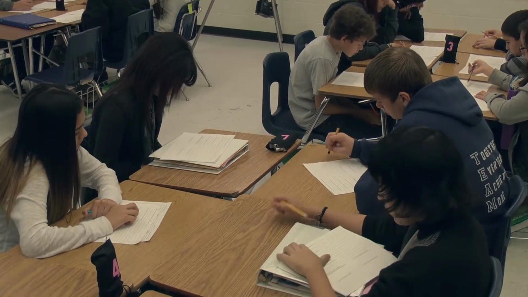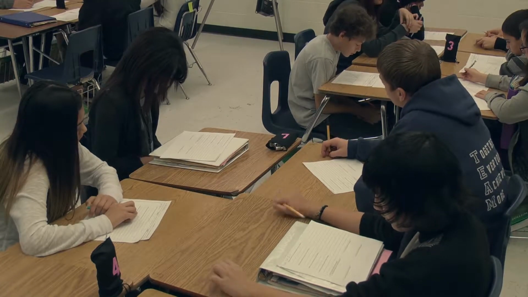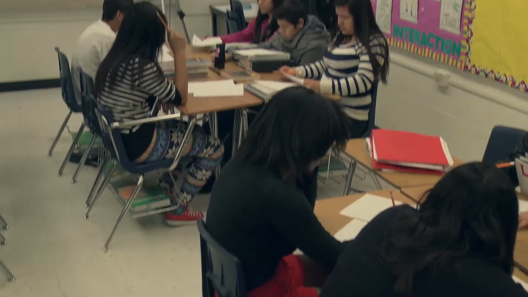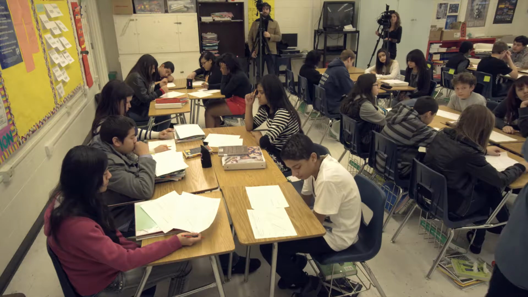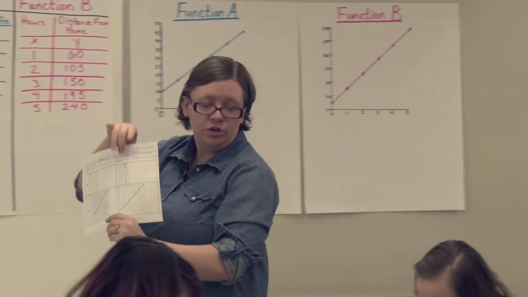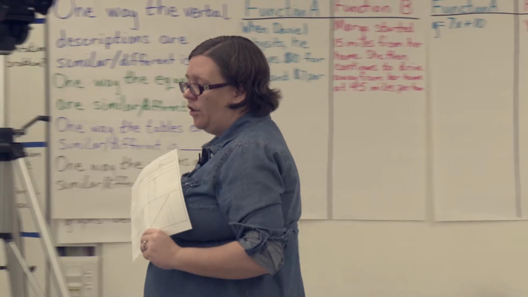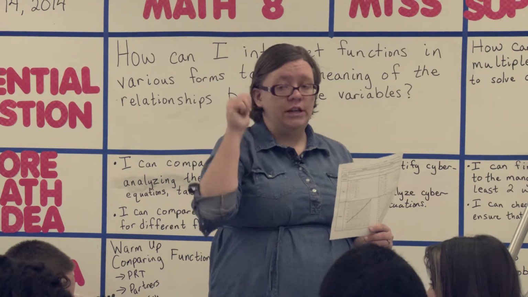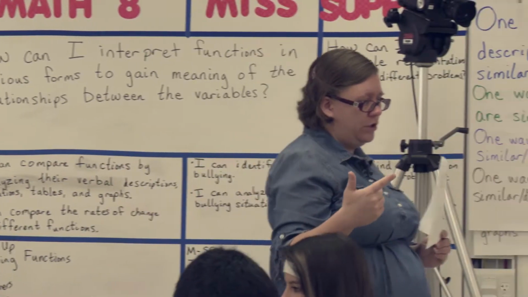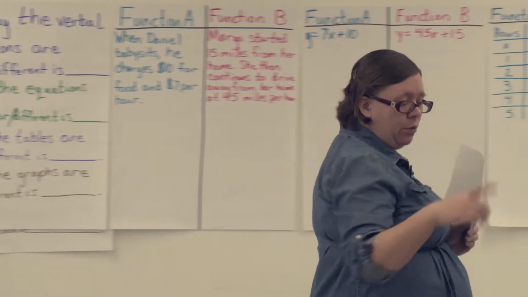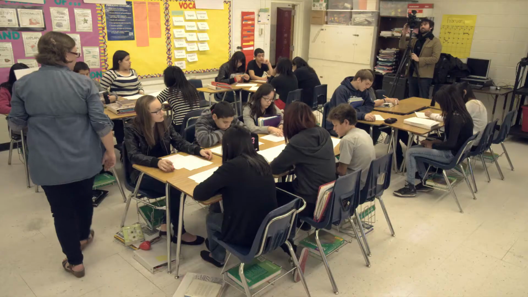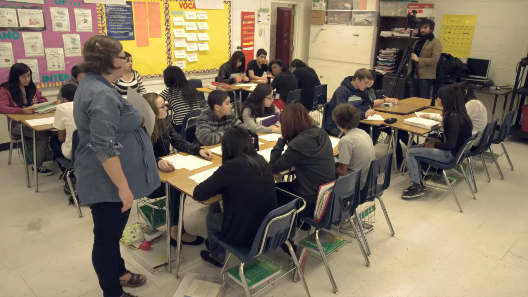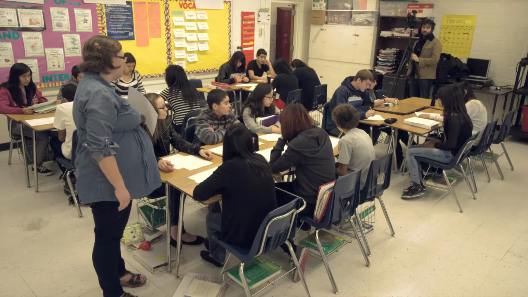1 minute per explanation. Emily, will you please read number 1, what you're supposed to do? Explain one way that the verbal descriptions are similar or different. So if you look at the verbal descriptions for function A and function B, explain one way either they are similar or different. Do you have to explain one of each? No. Just either how are they similar or how are they different. Please use a complete sentence. Zach, will you please read number 2? Can you say that a little bit louder, please? Explain one way the equations are similar or different.